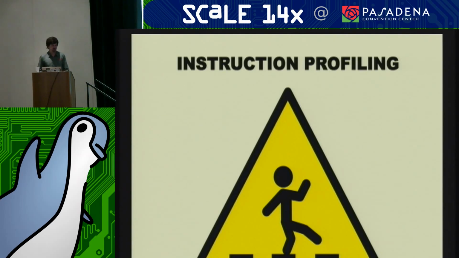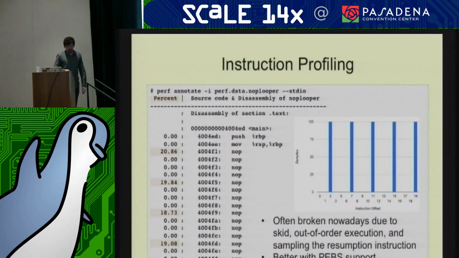If you try and do instruction profiling, you find that instruction profiling has actually kind of been broken for many years. Here I wrote an assembly program that just does nops in a loop, and then I profiled it, and I found that somehow the CPU was jumping from one nop to the next. That's the percentages of samples, and I could never see the instructions in between. There are various reasons why instruction profiling has been broken for many years: skid, out-of-order execution, and sampling the resumption instruction.